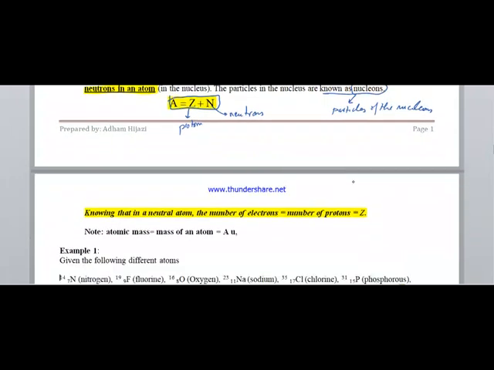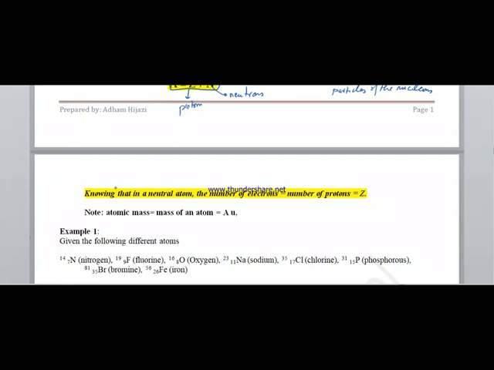In every atom we must know one more thing. In any atom, the number of electrons is equal to the number of protons, on the condition that the atom must be neutral. An atom is always neutral, meaning it has no electrical charge. The total charge in an atom is equal to 0.